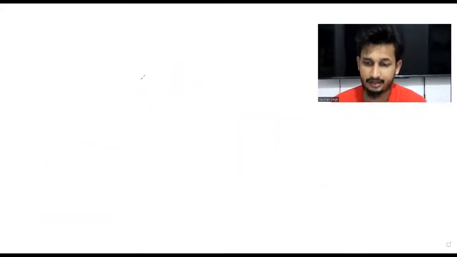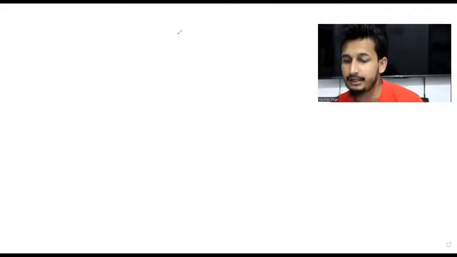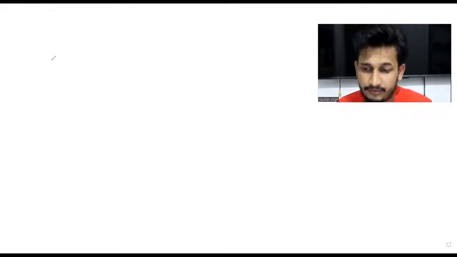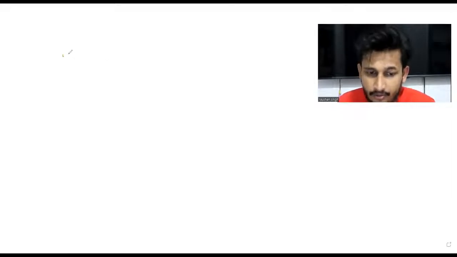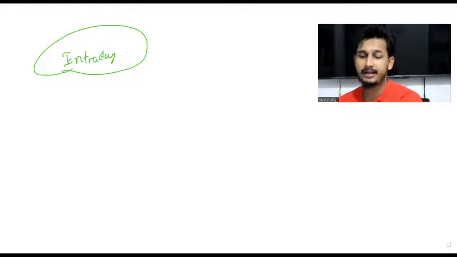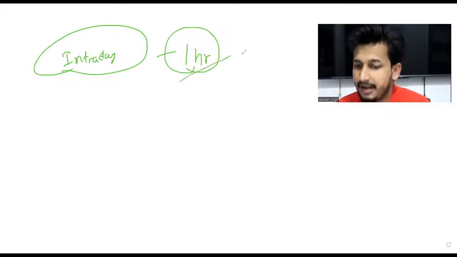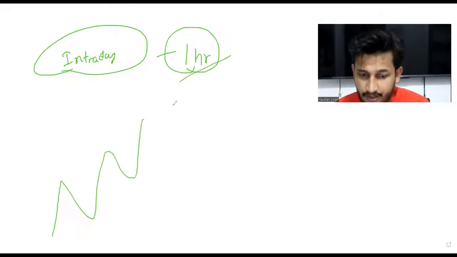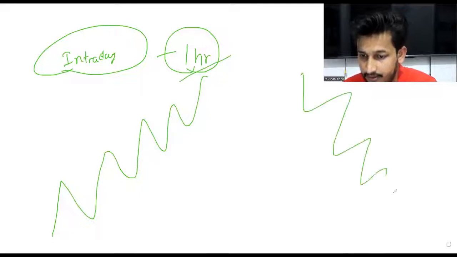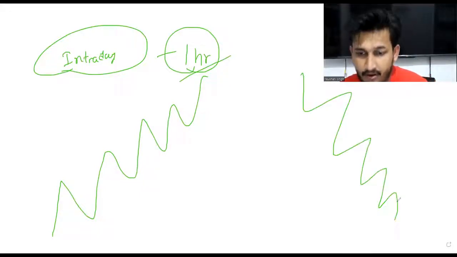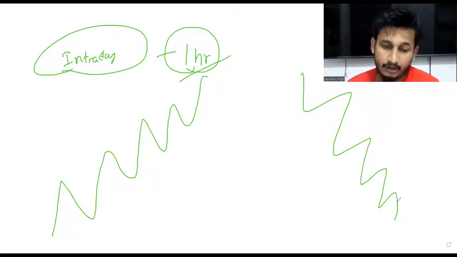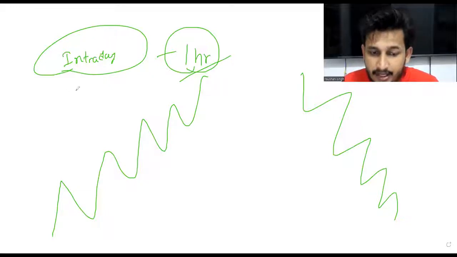So first thing is that we need to identify the trend. There are two types of trend, uptrend and downtrend. I'm going to talk about intraday. First we identify the trend in 1 hour time frame. With a 1 hour time frame, we will identify whether the market is in uptrend or downtrend, and then we take up the trade in 5 minutes.